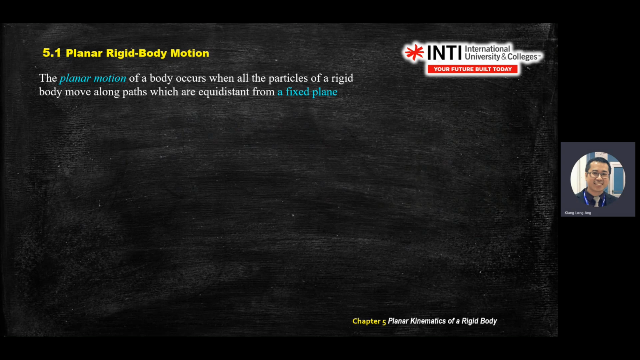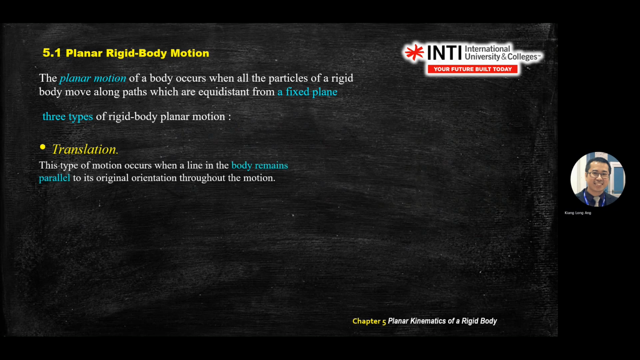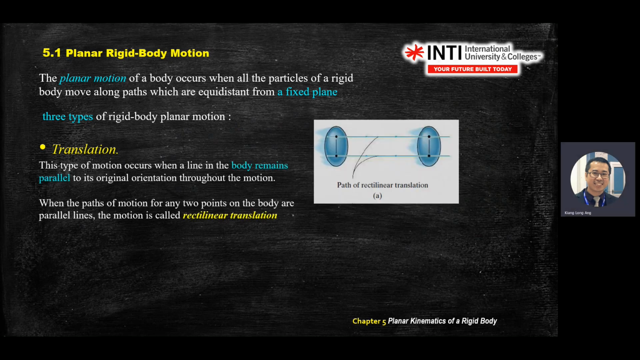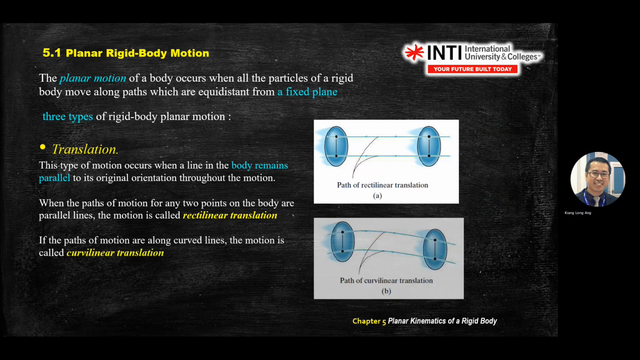First thing, when you look at rigid body, we look at how an object moves, how a rigid body moves. There are 3 types of motion. First is called translation. You have 2 types of translation. What do I mean by translation?